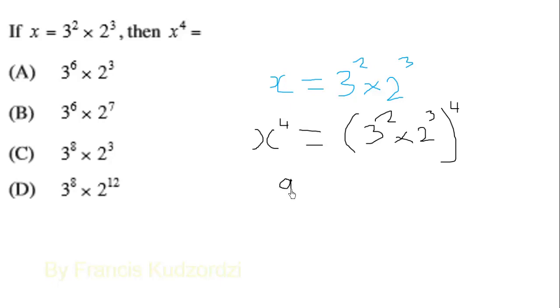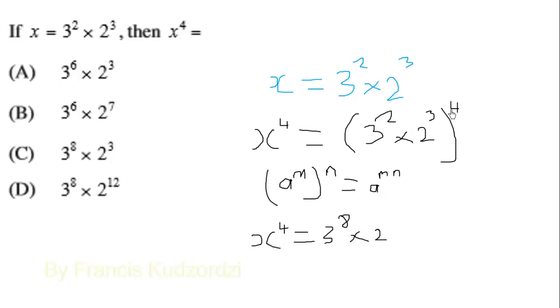So you use the properties of exponents: if you have a exponent m exponent n, then the exponents will multiply, so a exponent m times n. So x exponent 4 will be equal to 3 exponent 2 times 4, which is 3 exponent 8. Then 2 exponent 3 exponent 4 will be 2 exponent 3 times 4, which is 12. So the correct answer is D.